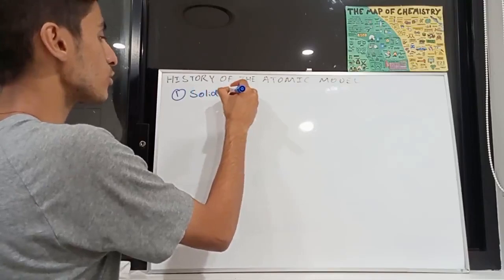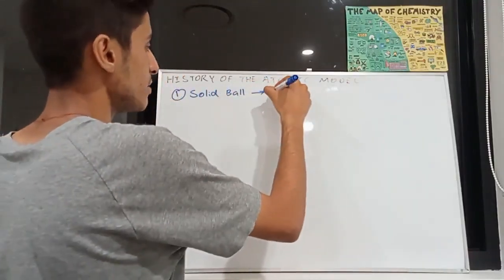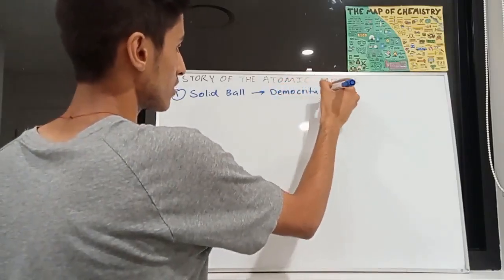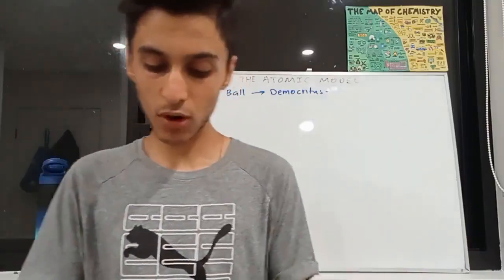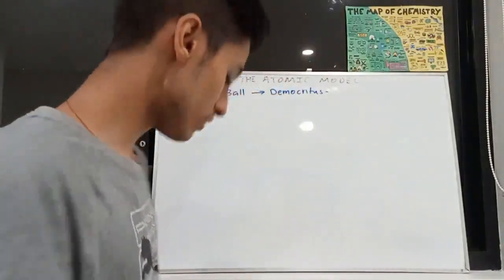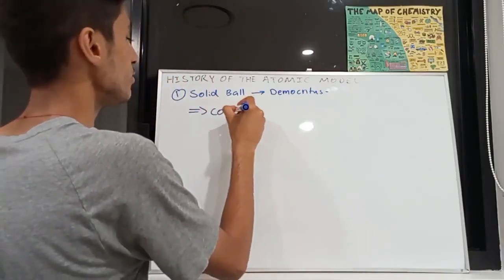Now the solid sphere model was proposed by Democritus, a Greek philosopher. So basically, before Democritus, people believed that matter was made of four key elements: earth, fire, air, and water. Now, they also believed that matter was continuous. So this is a key term, continuous. So what does continuous mean?